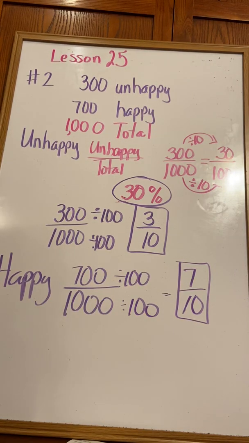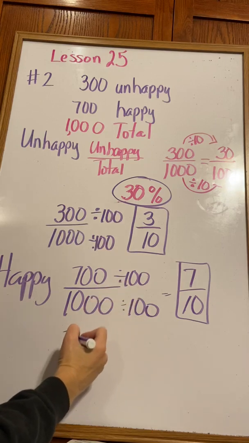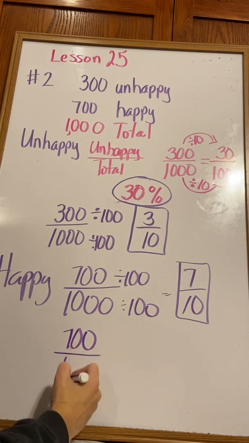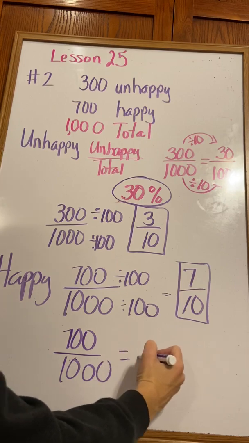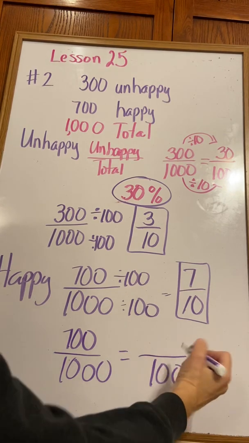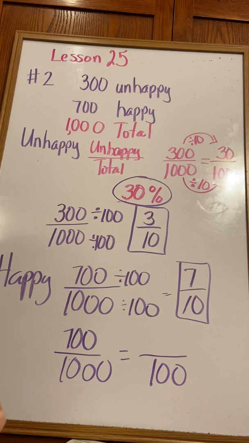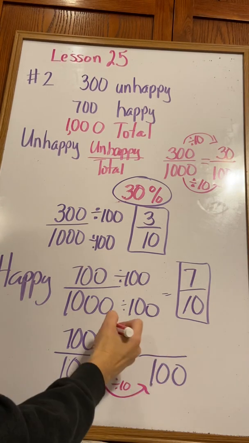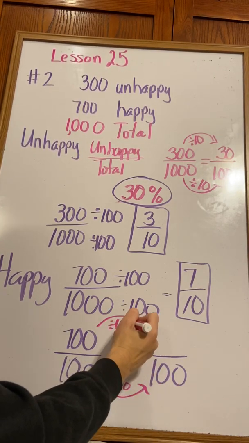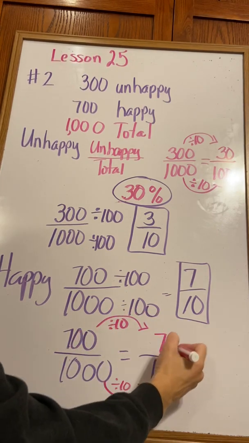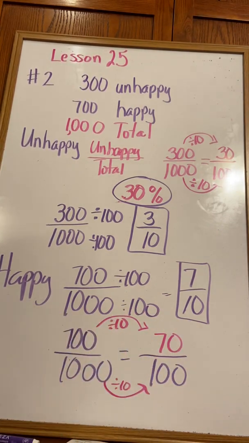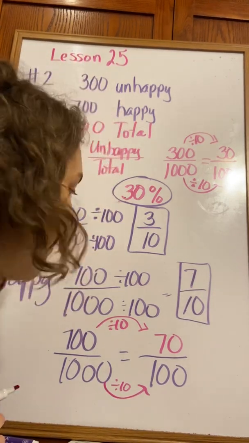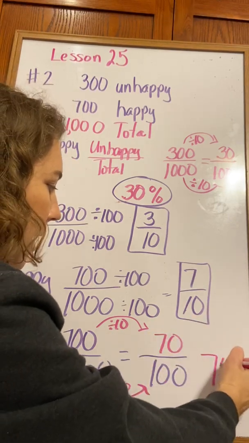And what percent would that be? If we have 700 out of 1,000, and I really need it to be a percent, so I want it to be out of 100. How could I get from 1,000 to 100? I could divide by 10. So let me divide by 10 on the top. 700 divided by 10 is 70. Now it's 70 out of 100. Percent means out of 100. So 70 out of 100 would be 70%.